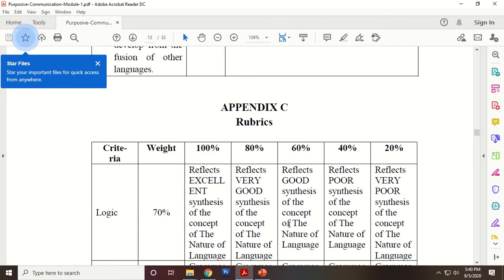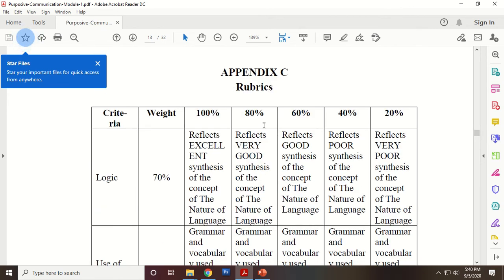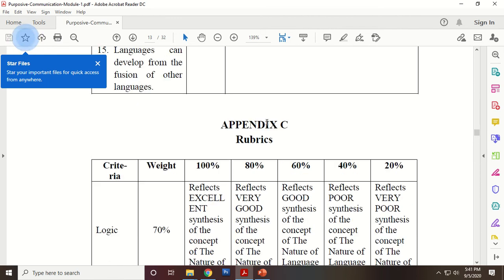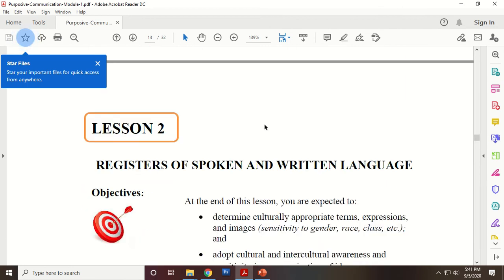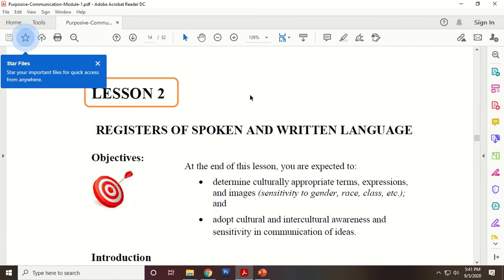Next, Appendix C, you don't need to answer this. These are the rubrics. This is how you're going to be graded according to your answers on Appendix B. You don't need to answer this again. Next, we are going to proceed with Lesson 2.